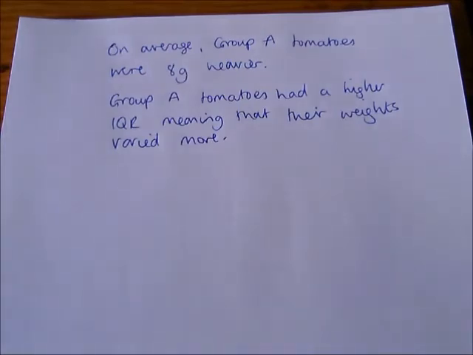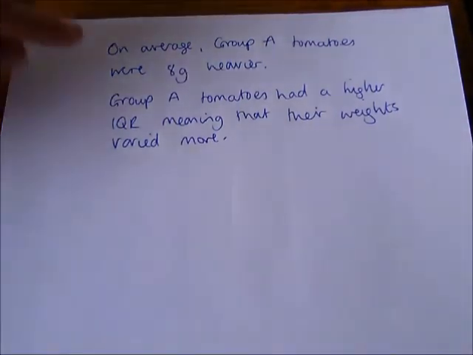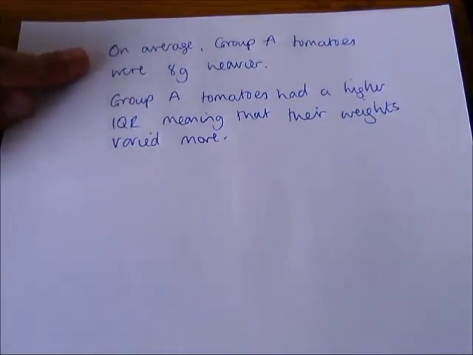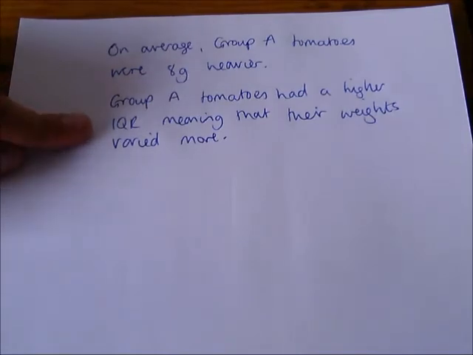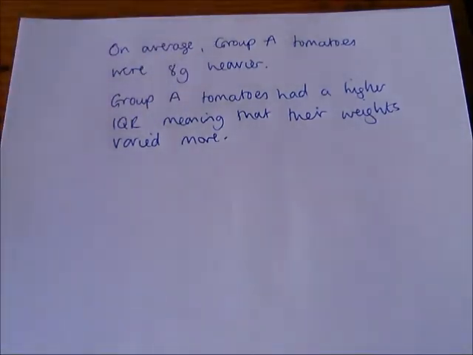And that would be a good comparison between the two sets of tomatoes. You've given an average and said what that means. It means that group A tomatoes are heavier, and you've given an interquartile range and you've interpreted what that means, which is it means that their weights varied more.